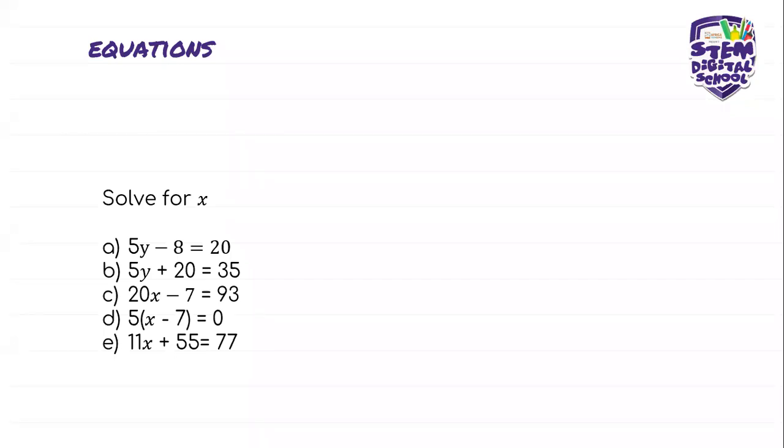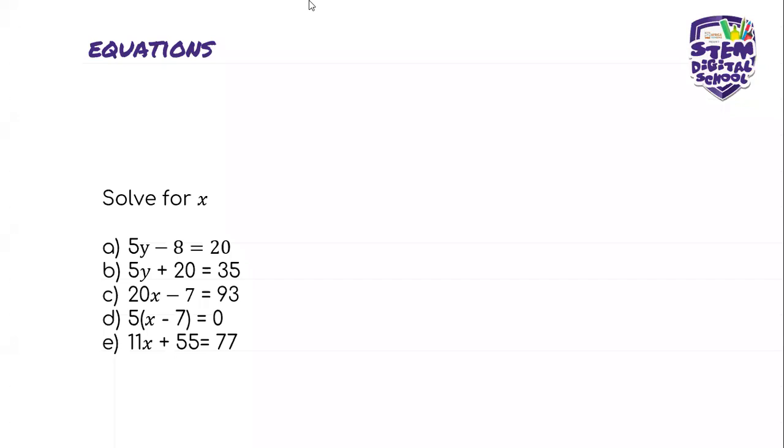Then I did exactly that. I said 5 times x and it gave me 5x minus 5 times 7 and it gave me 35 is equal to 0. Okay. And then I took the 35 to the right-hand side and the equation was 5x is equal to 0 plus 35. 5x is equal to 35. And then I took the 5 and divided it with the 35. And it gave me 7. So x is equal to 7.